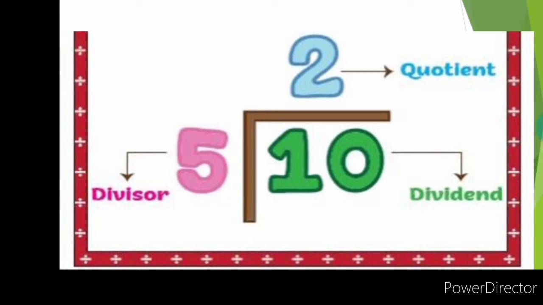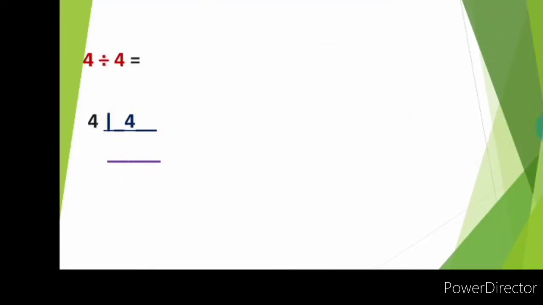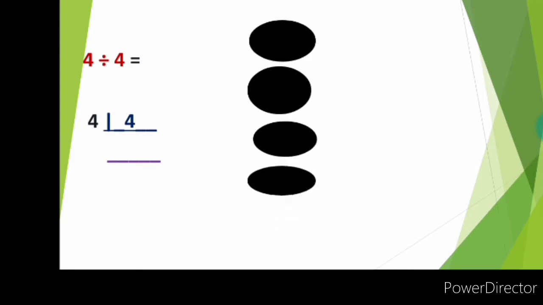10 divided by 5 gives us what? 2. So the result here, which is 2, is the quotient. Let's look at an example. 4 divided by 4. Divide 4 things between 4 people. Here the dividend is what? 4. The divisor is also what? 4. And our result, which is our answer, will be our quotient. Since our divisor is 4, how many groups would we have? 4 groups. 1, 2, 3, 4. So we are going to be sharing our dividend, which is 4, between those 4 groups.